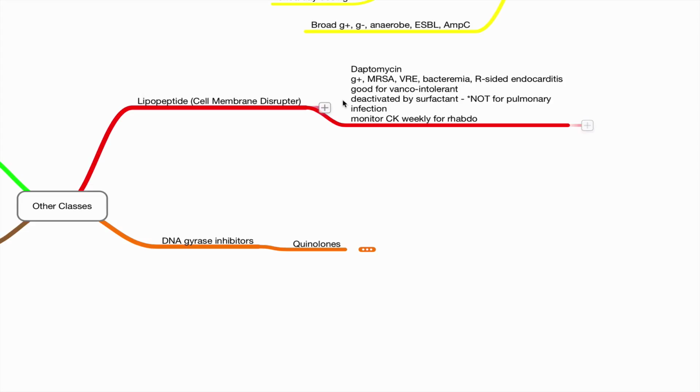It's worth noting that daptomycin is deactivated by surfactant, so it isn't used for primary pulmonary infections. And a side effect can be rhabdomyolysis, so they do need to have their CK monitored weekly at least.